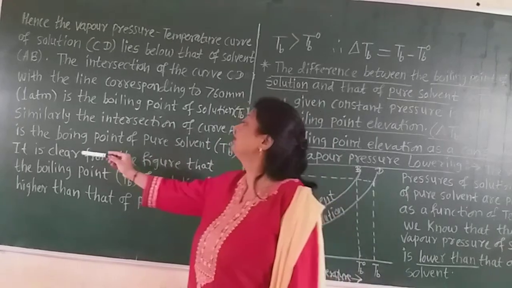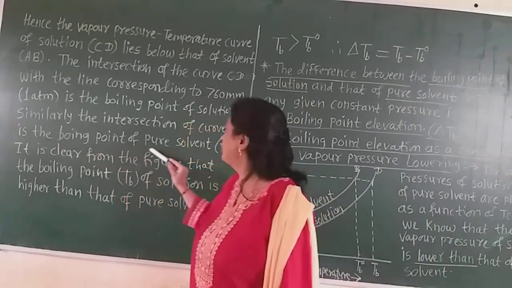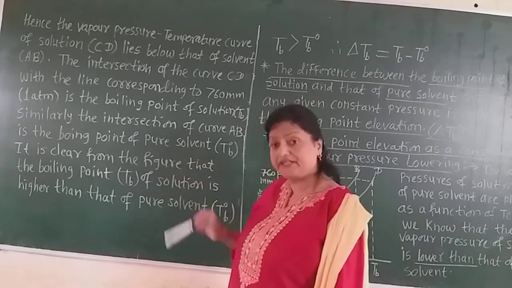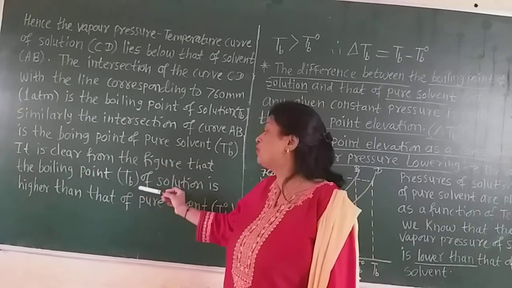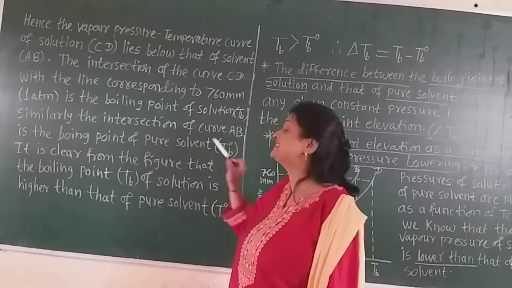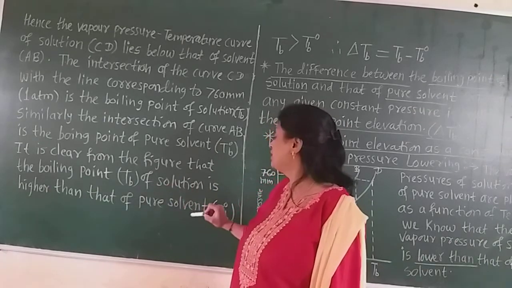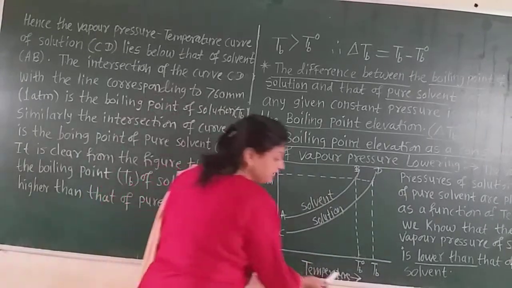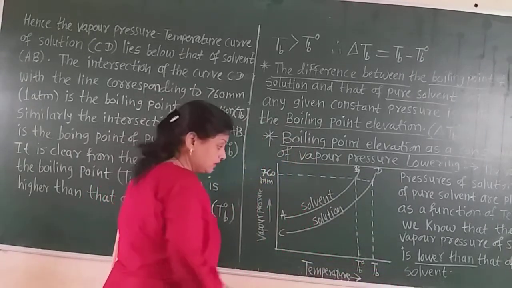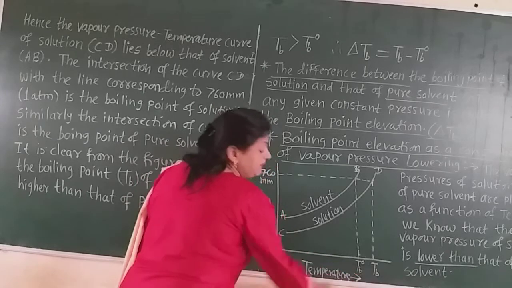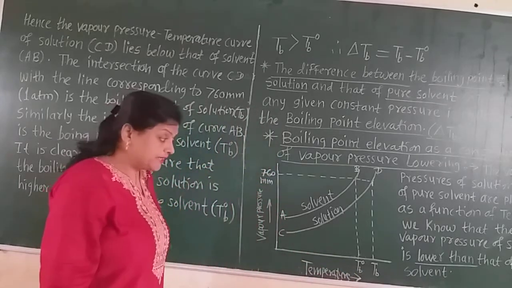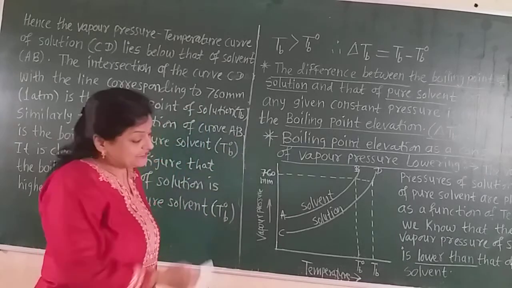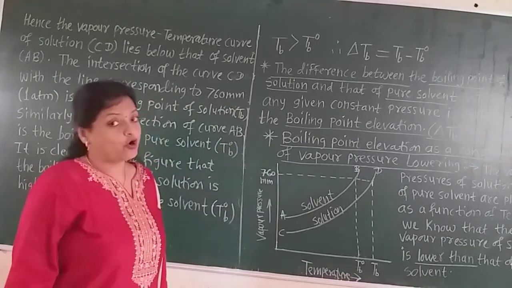The intersection with AB is the boiling point of the pure solvent, T0B. Now it is clear from the figure that the boiling point TB of the solution is higher than that of the pure solvent T0B. From this figure, temperature increases, so therefore TB, the boiling point of the solution, is always higher than the boiling point of the solvent. This is clear from this graph or figure.